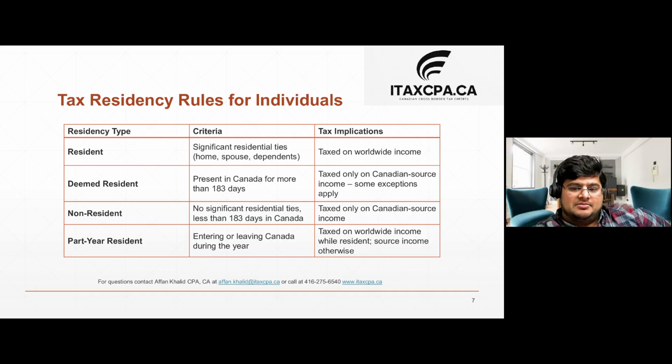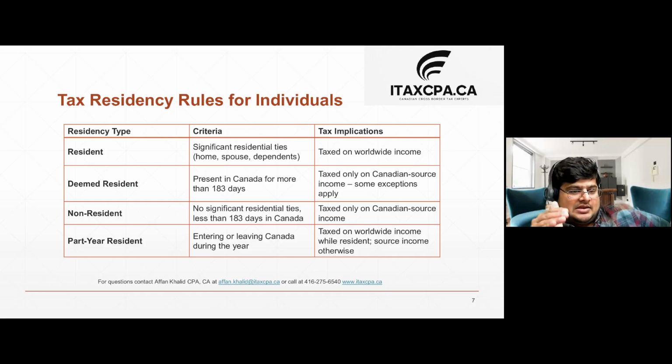Now, of course, you can claim a foreign tax credit to the extent you have paid taxes in other countries where you're working, to avoid double taxation. But Canada will have the right to tax your worldwide income if you are a resident of Canada. And then we have this term called deemed resident. So this applies if you are a non-resident, say a US individual working in Canada, and if they happen to stay in Canada for more than 183 days, then they will be deemed to be a resident.